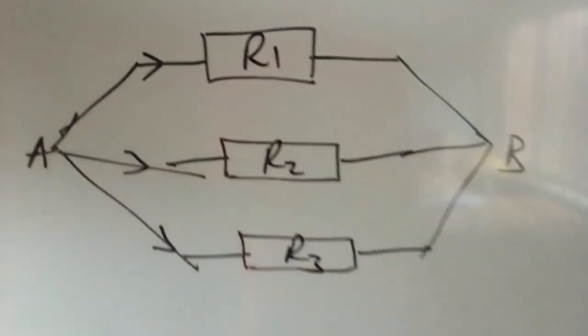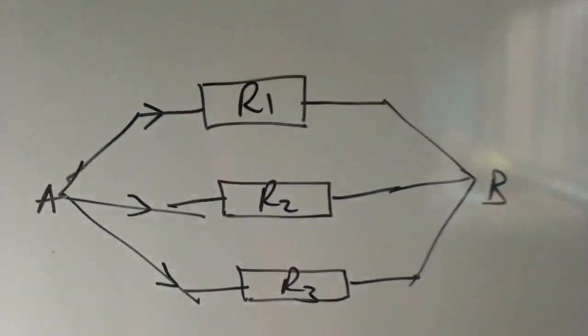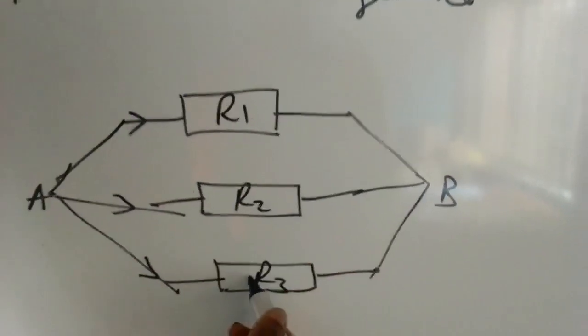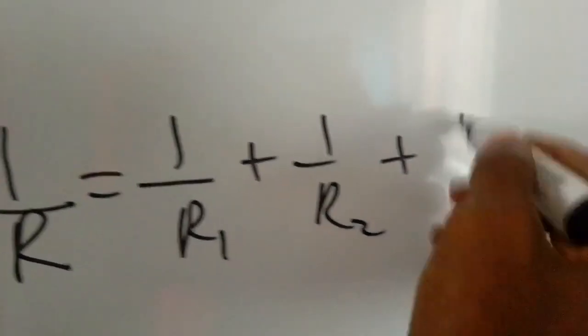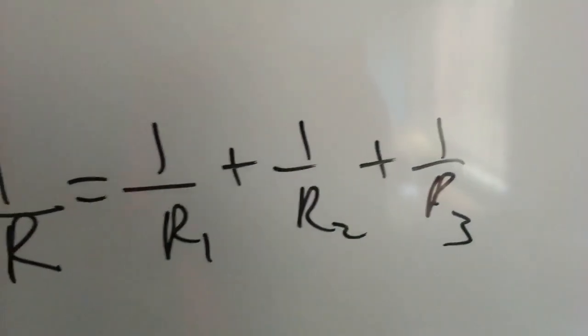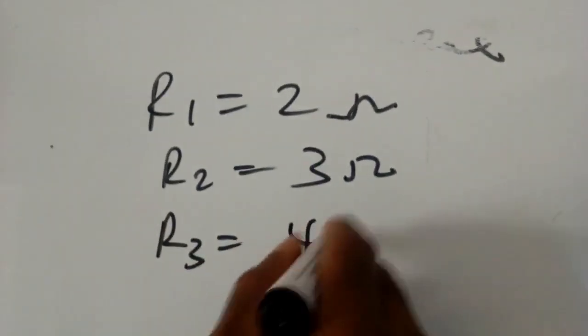So when resistors are joined in parallel, how do we find their total resistance? We don't add them the way we add a series arrangement. We take the reciprocal formula: 1 over R equals 1 over R1 plus 1 over R2 plus 1 over R3. For instance, if R1 is 2 ohms, R2 is 3 ohms, and R3 is 4 ohms, and they are connected in parallel, how do we combine them?